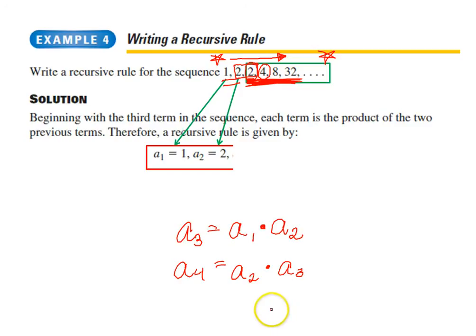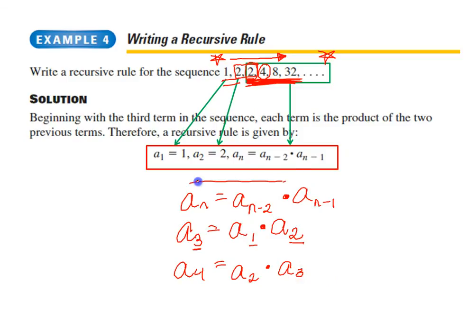I could continue going down this line, but I need to figure out how to write this as a recursive rule, so I can follow the pattern all the way through. If this was a 3, I multiplied it by 1 and 2. So how do I write this? A sub n, how do I get a 1 from a 3? N minus 2. And a sub n minus, how do I get a 2 from a 3? N minus 1.